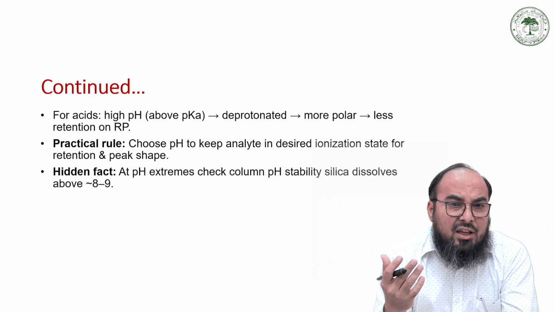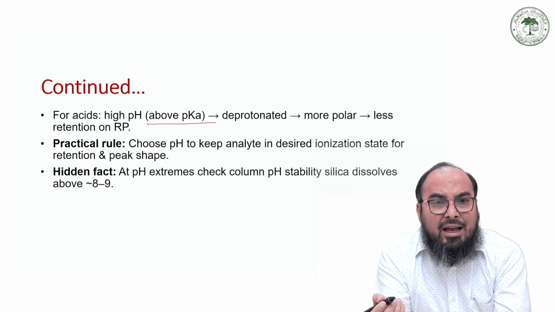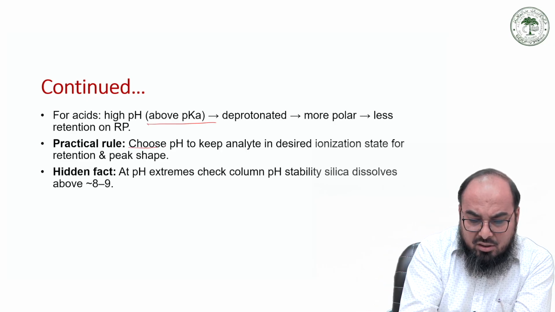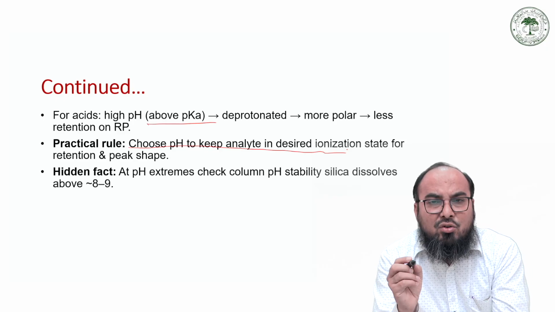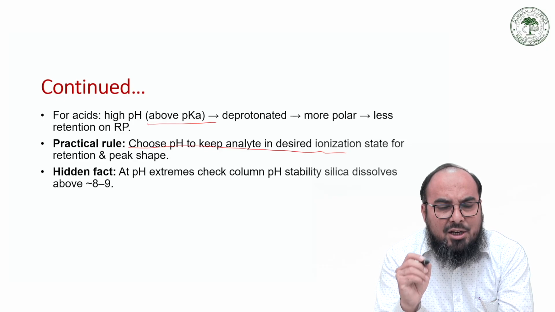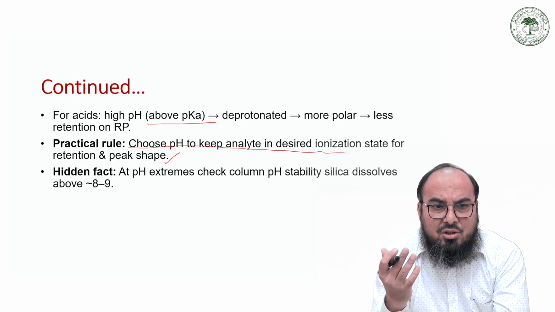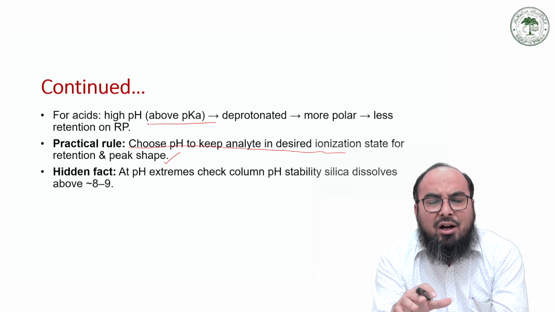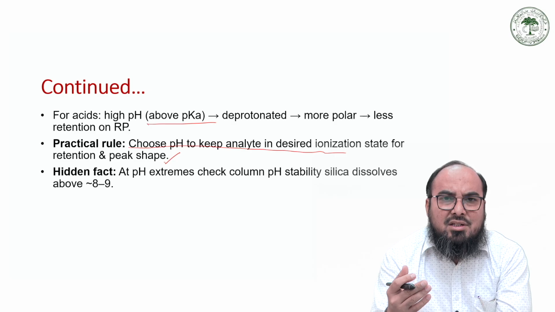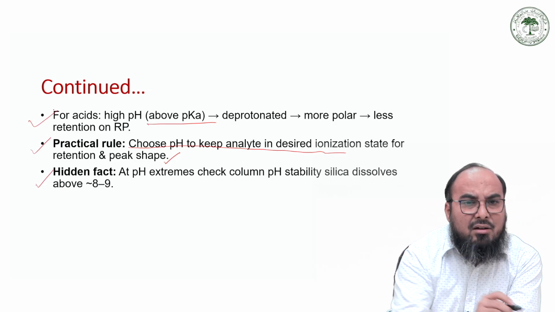Now, if you have a high pH above pKa, then it is deprotonated, again more polar and less retention time. So practically you have to choose pH with regard to the analyte, and you have to also look for the ionization, because it changes the retention time and also it changes the peak shape. So at extreme pH, that is greater than 9, the silica also starts bleeding, that is, it destabilizes, and it starts coming with the analyte. So you have to check for the pH also.